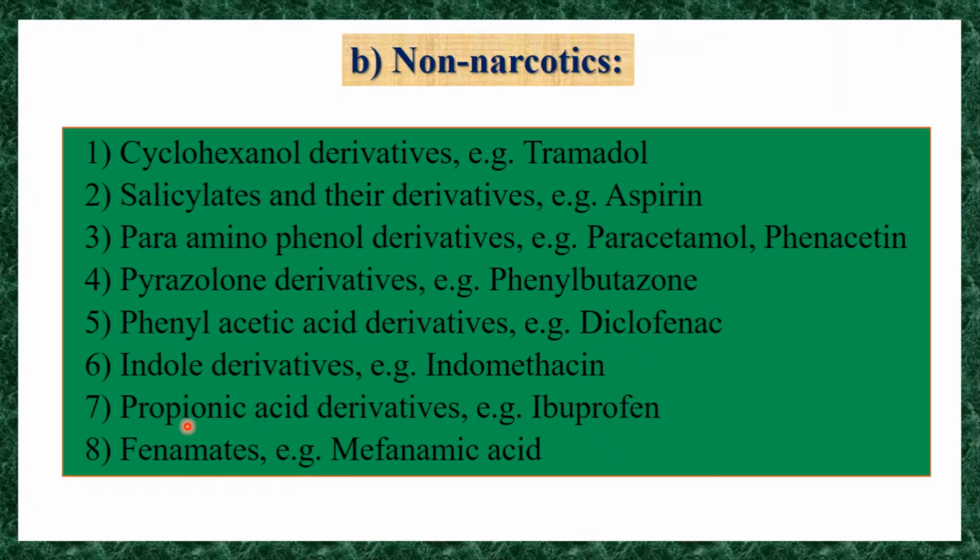They reduce the elevated body temperature, that is the antipyretic effect, and they are non-addictive. The main important thing is they are non-addictive, while narcotics are addictive in nature. These non-narcotics also produce analgesia like opiates. They are classified on the basis of their chemical structure into 8 types: cyclohexanol derivative, salicylate and their congeners, para-aminophenol derivative, pyrazolone derivative, phenyl acetic acid derivative, indole derivative, propionic acid derivative, and fenamates.